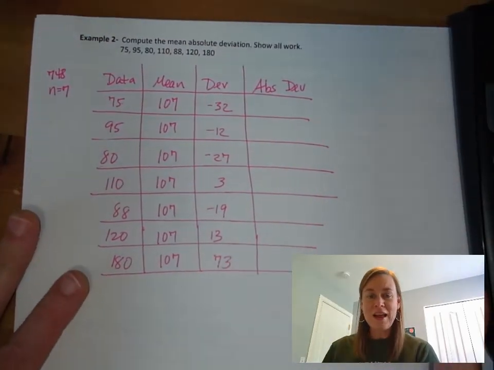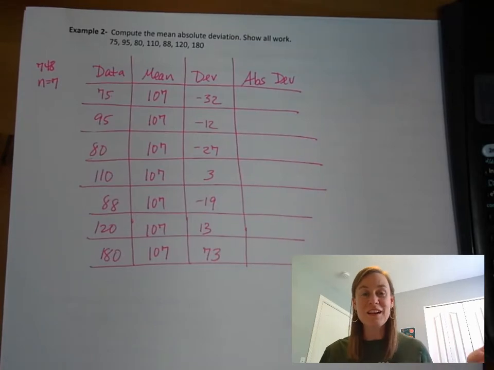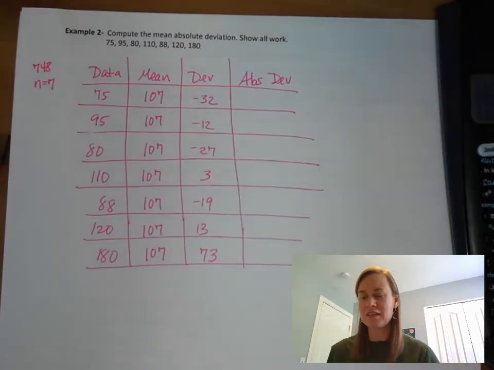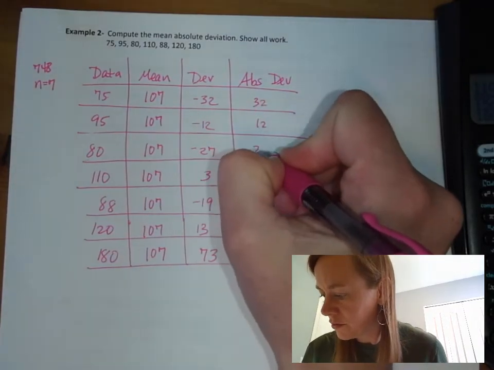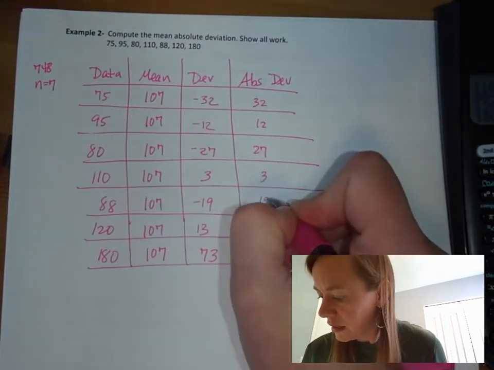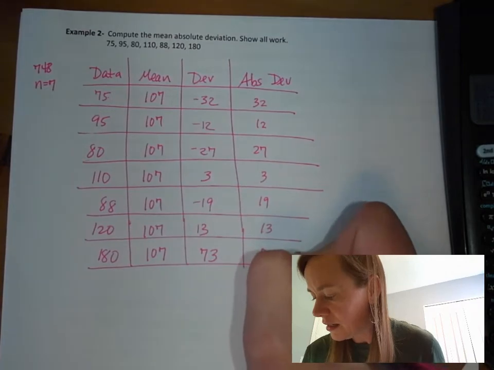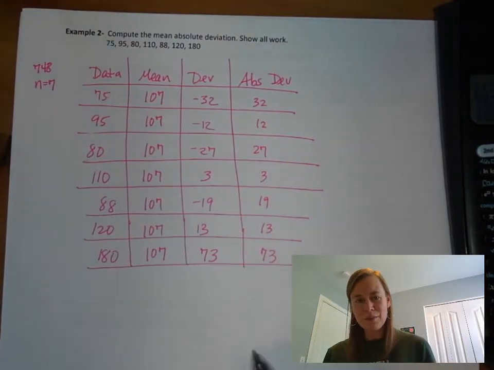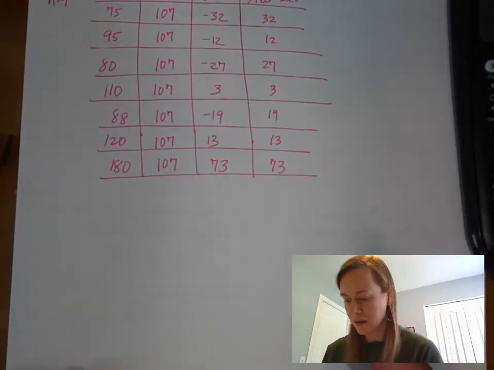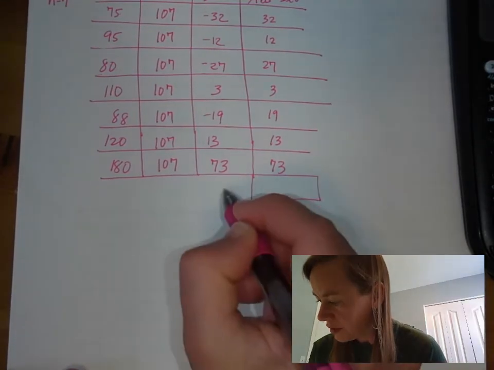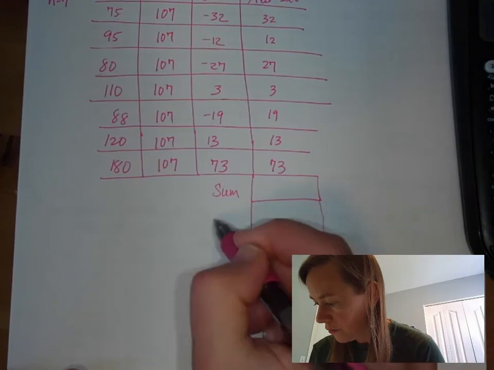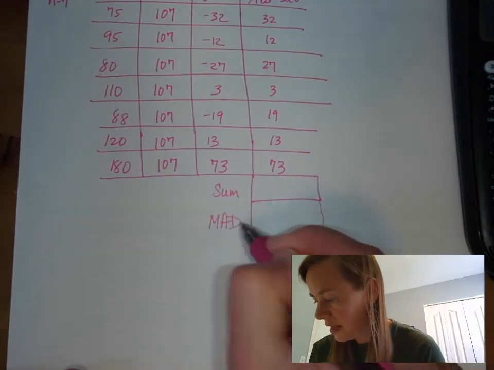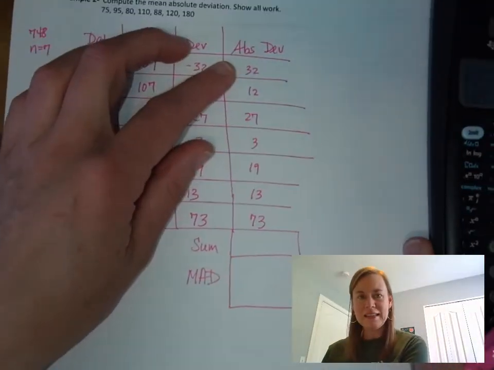All right, so now here's the easy part. Let's find our absolute deviations. So take all these numbers and just make them positive: 32, 12, 27, 19, 13, and 73. Okay, if you remember, we need a couple more boxes down here. There's going to be one here for sum, and then one more here for the mean absolute deviation. All right, let's add these numbers up.